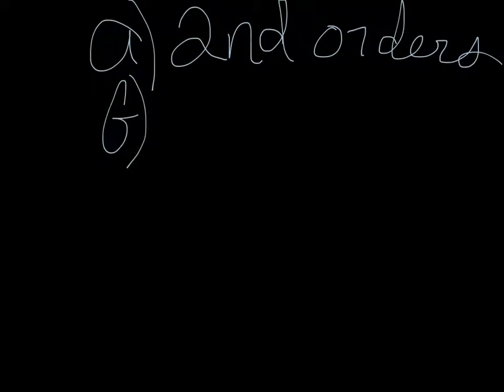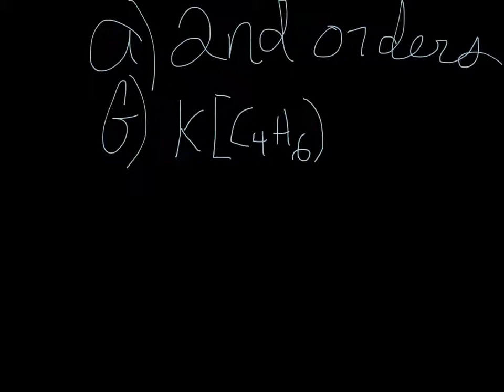Hello. Well, the second question asks, what is the rate law for the reaction? Now, we know that the formula for rate law is k times the reactant to the exponent m. So in this case, the reactant we're looking at is the hydrocarbon butadiene. So the rate law for the reaction is going to be k, which is the rate constant, times the reactant's concentration. In this case, the reactant is C4H6. And because it is a second order reaction, it is going to be squared. And that's all.